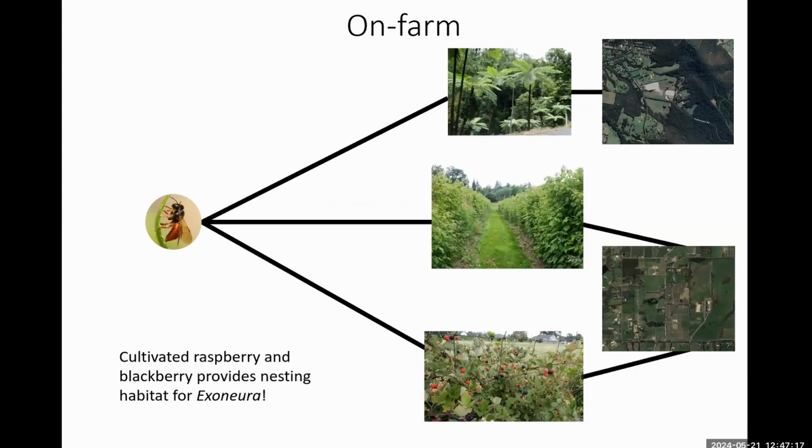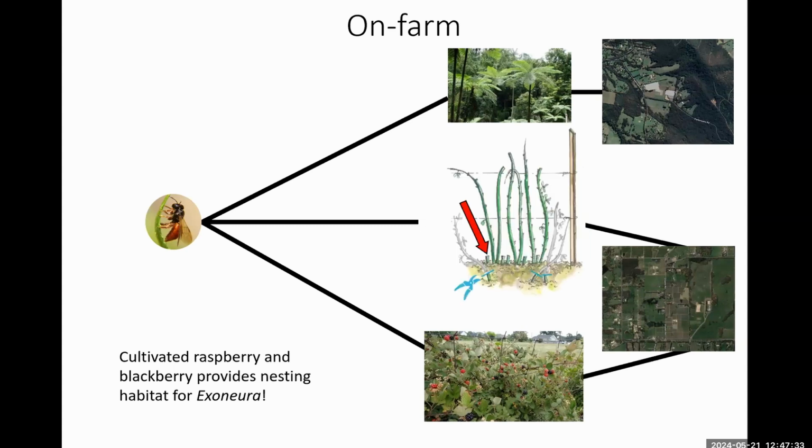But we did find a couple of farms that had very little native forest in the surrounding landscape, but lots of reed bees. And these were raspberry and blackberry farms. And what we actually found was that the reed bees were nesting in the old cane stubs of the raspberry and blackberry. So these were farms where they weren't cutting the canes right down to ground level. They're leaving about 10 centimeters, and the reed bees were building their nests in there.